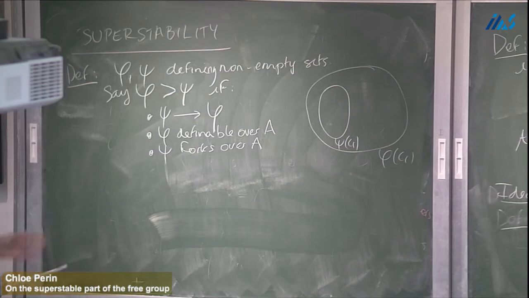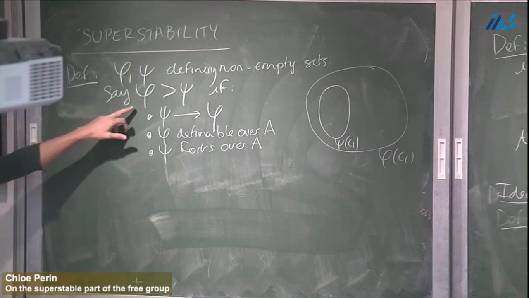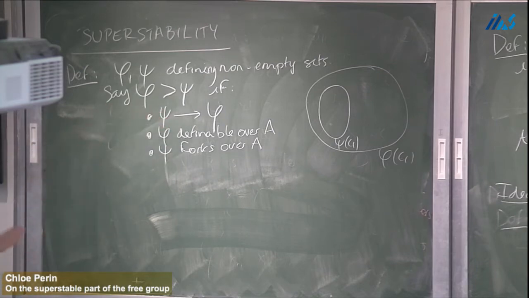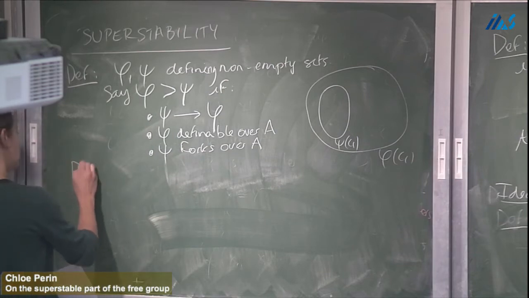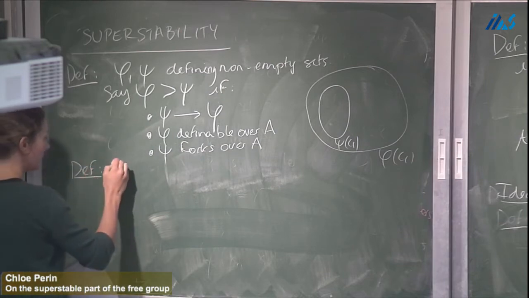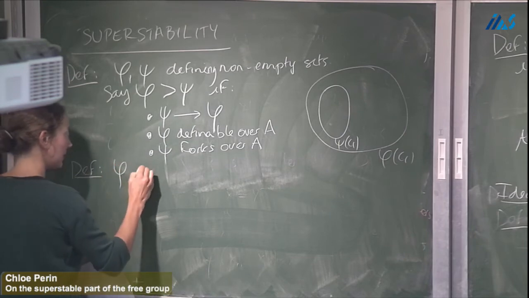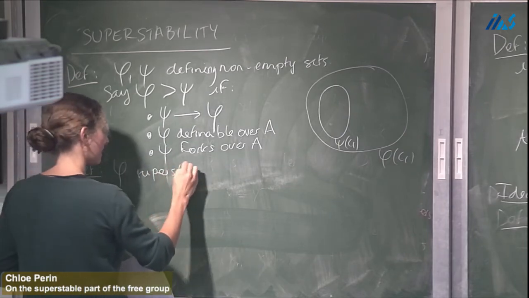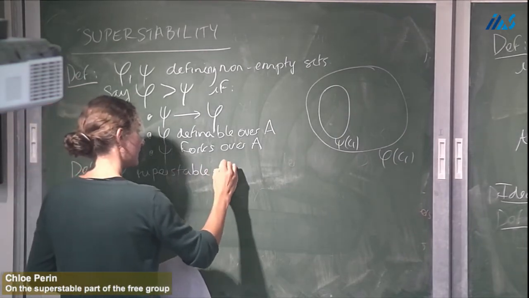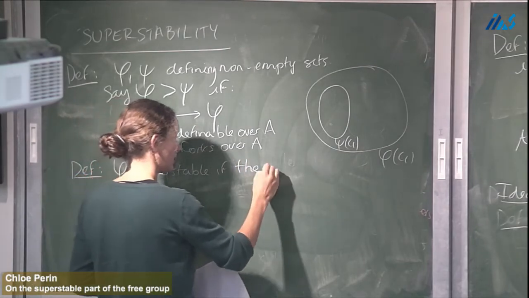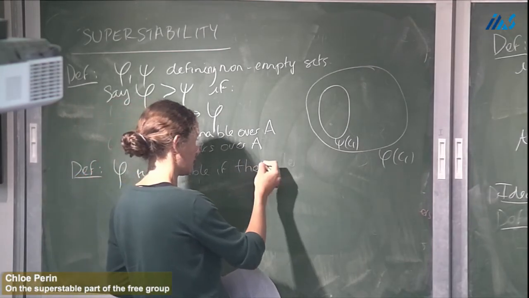And so then we want to use this relation to define a rank. But the problem is that if you have an infinite descending chain of formulas like this, then it will not work. You cannot define a rank. So we say that the formula is superstable if there is no such infinite descending chain.